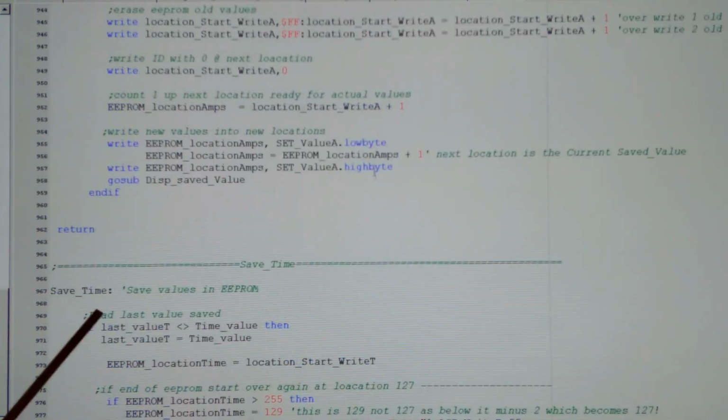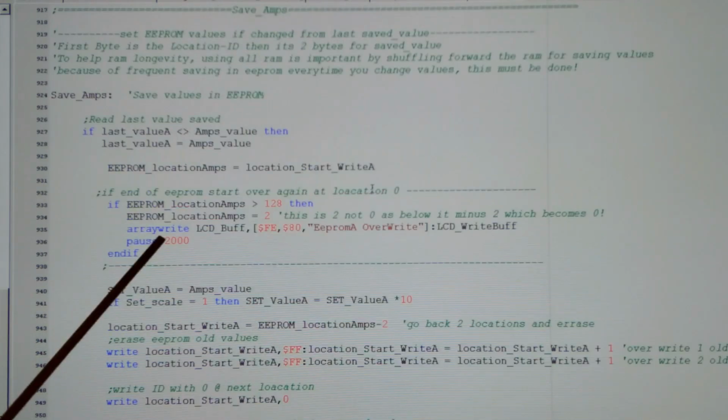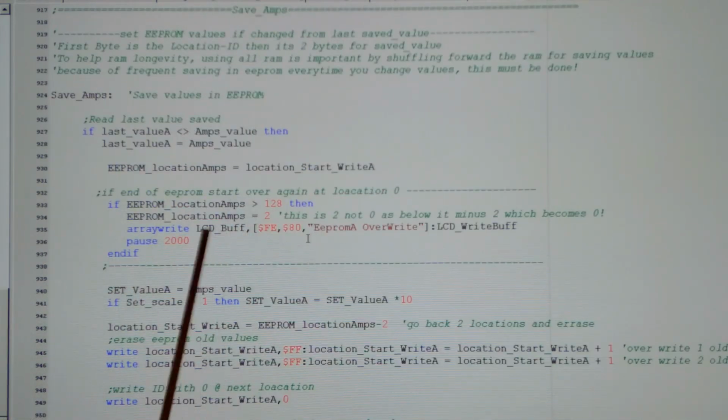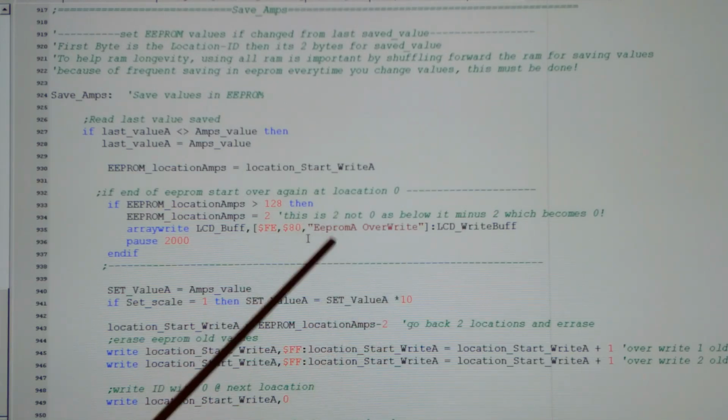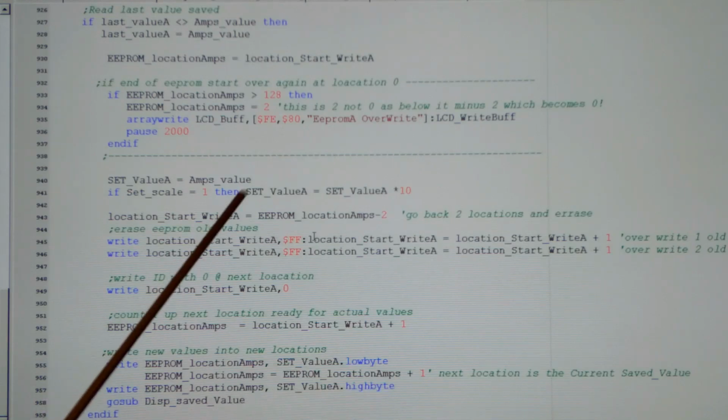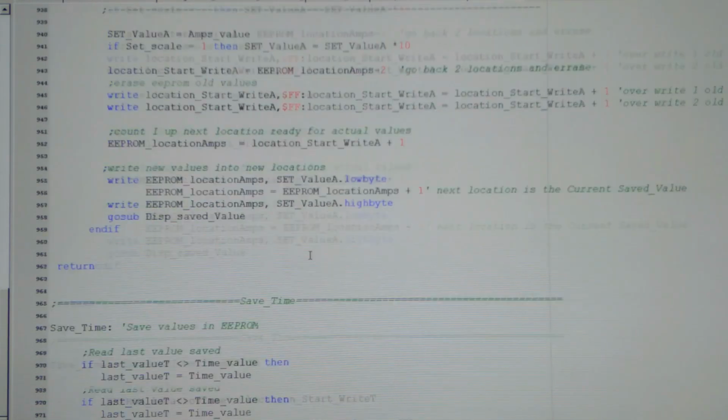And I don't know if I explained that, same thing with the amps. Once you go over 128, it's going to go back to 0, okay? So it displays it on the LCD screen. That's so I would know that, geez, I've used the whole locations, and now it's going to rewrite again from the beginning, okay? You don't need to have that in place.